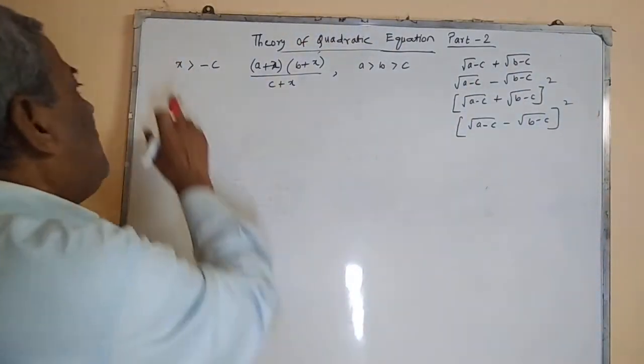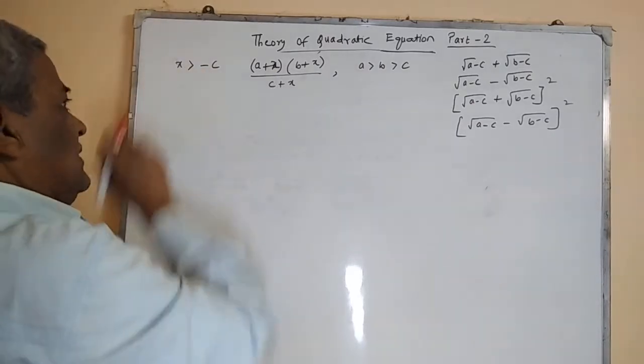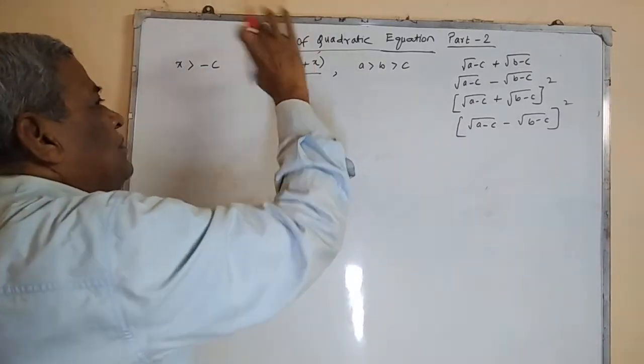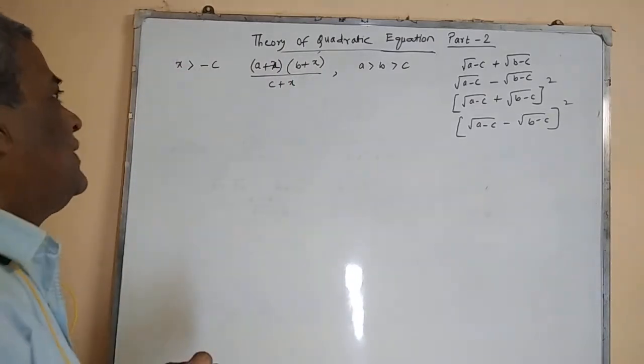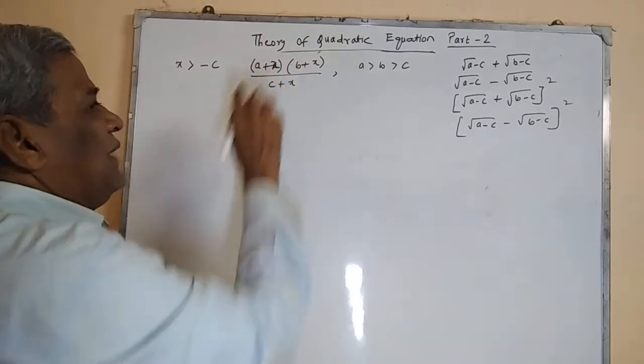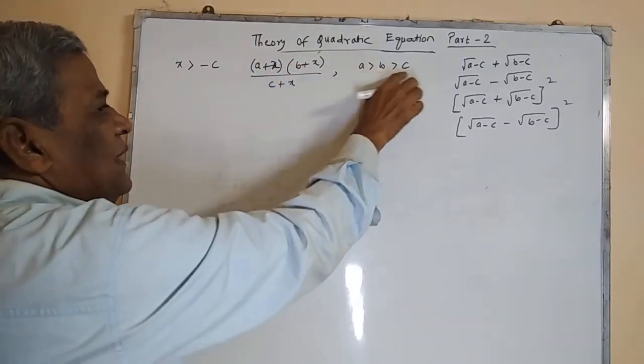So what is the problem? The x is greater than minus c. Then least value of that expression. It depends on x. So for any value of x, what will be the least value of that, given a greater than b greater than c.